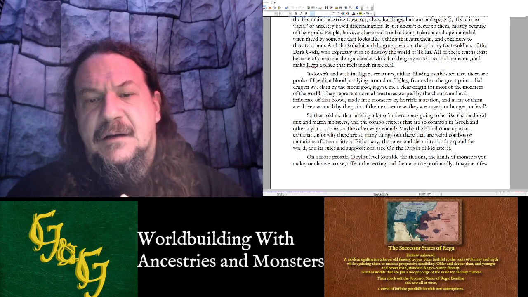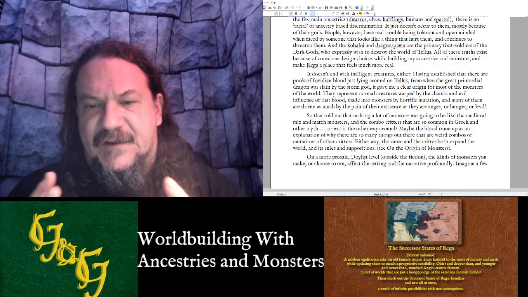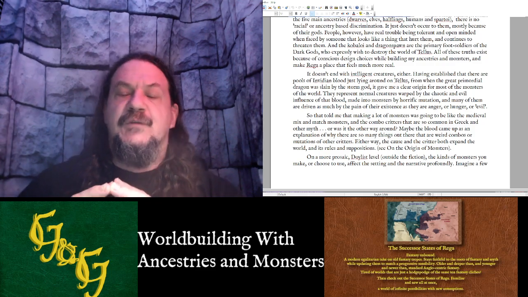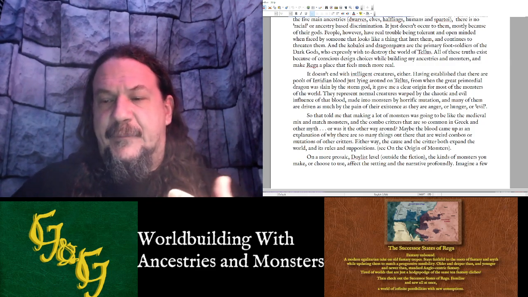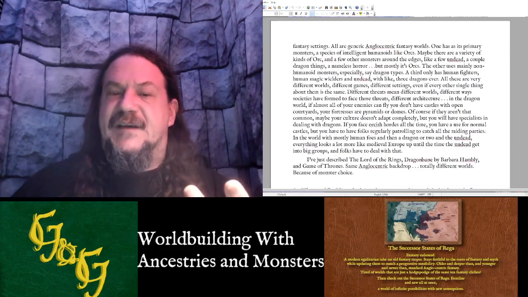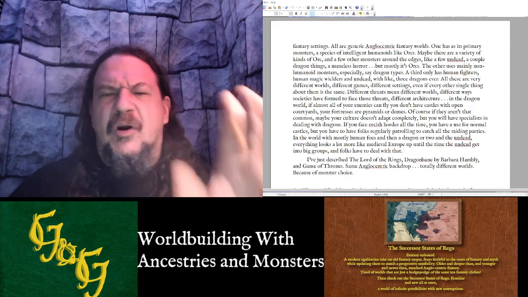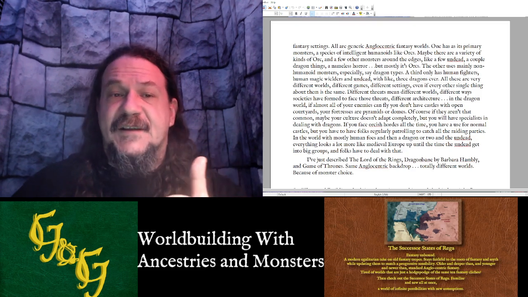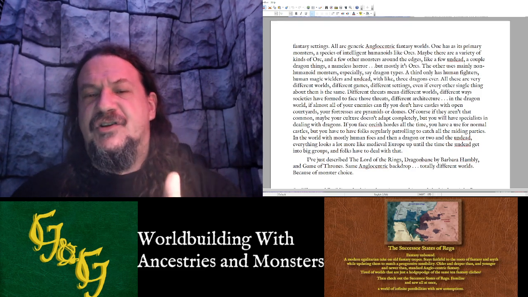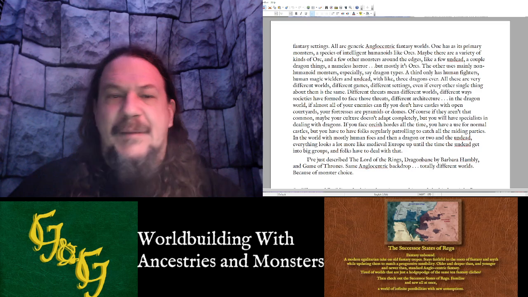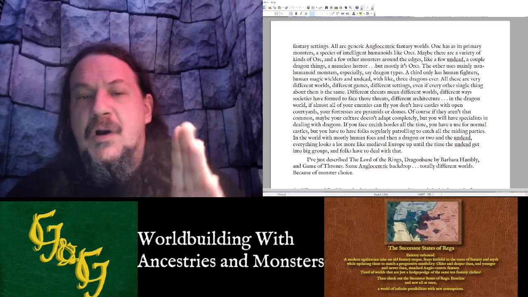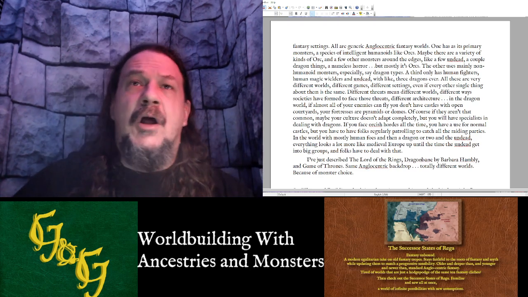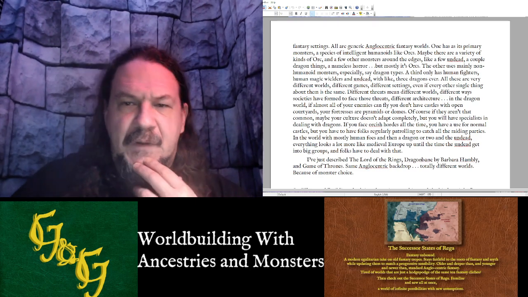On a more prosaic level, the Doylist level outside the fiction, the kind of monsters you make or choose to use affect the setting and the narrative profoundly. Imagine a few fantasy settings, right? All of them are generic Anglo-centric fantasy worlds, but one has as its primary monsters a species of intelligent humanoids like orcs. Maybe there are a variety of kinds of orc and a few other monsters around the edges, like a few undead, a couple of dragon things, a nameless horror, but mostly it's orcs.